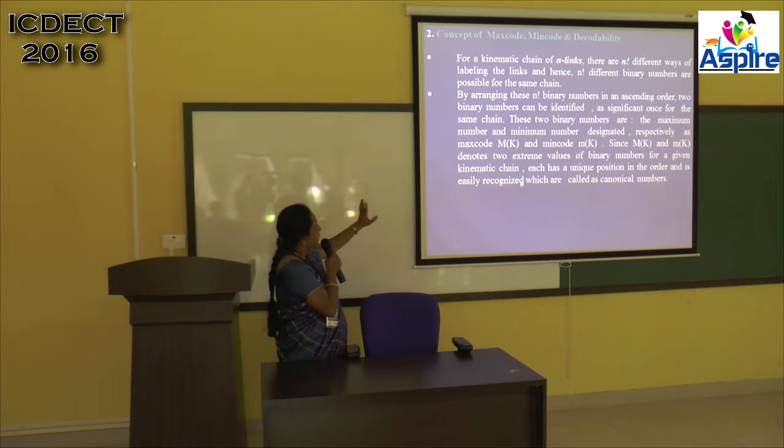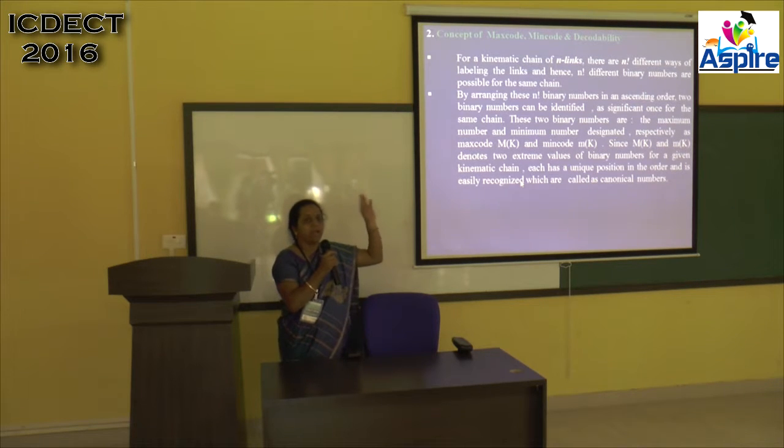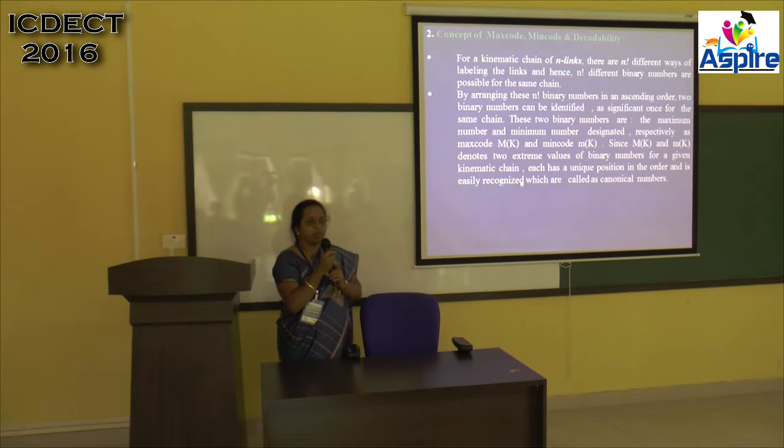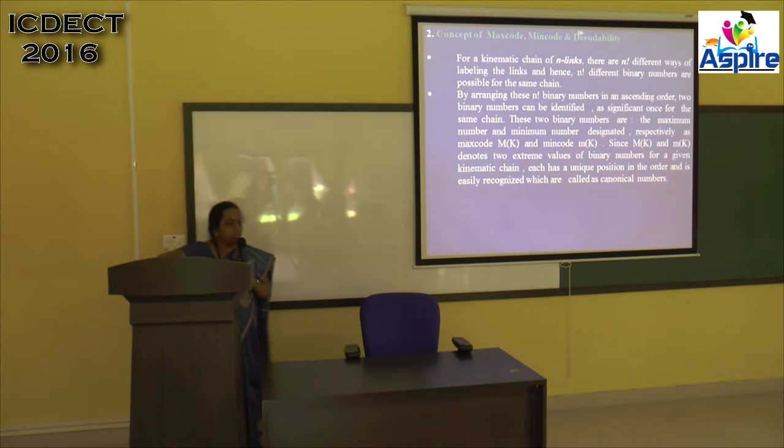Here, there are two codes by which you can identify the kinematic chain. One is the max code, the second one is the min code, and the last one is decodability, which is an important property of the max code and the min code. What is decodability? With decodability, from the given identification code or the given max code number, you can retrieve the chain. In the dictionary, you will be given only the digital code, and whichever digital code you select, with that you can retrieve the kinematic chain. Wherever you want, you can use it.